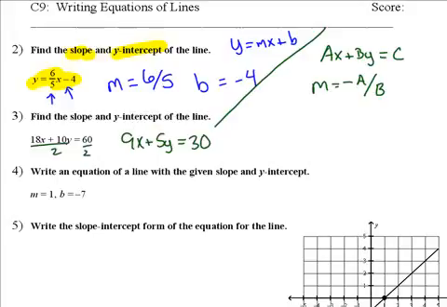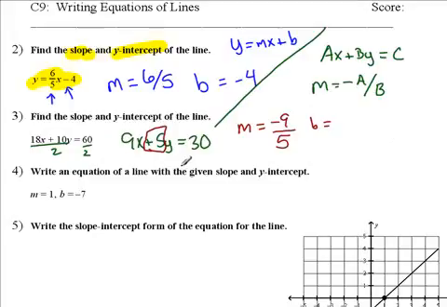But I should be able to look at this now and say the slope is the opposite of a. The opposite of a is -9 divided by whatever b is. B is positive 5. Make sure you take the sign with the b value. So this whole thing right here is the b value. So I've got -9, the opposite of 9, over positive 5. So my slope is -9/5. My slope is done. Now I have to find the intercept.